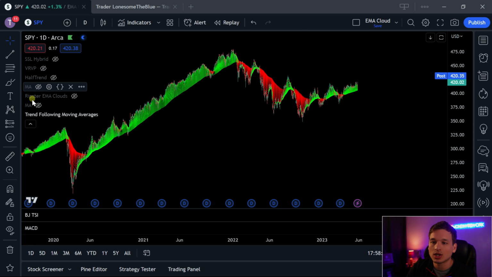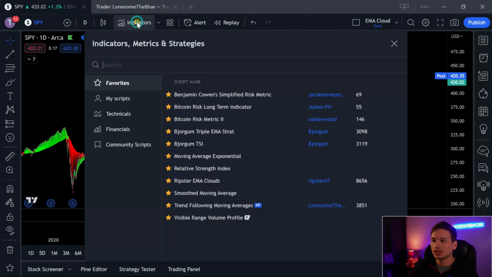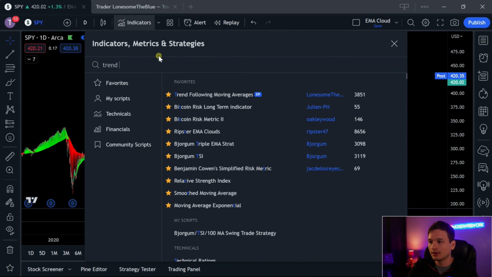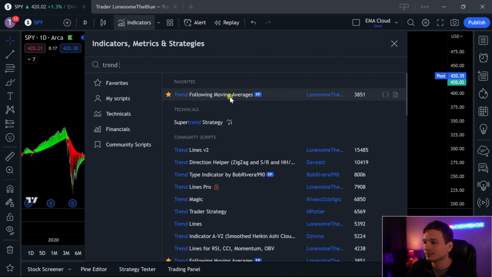So this one is called trend following moving averages. If you go to the indicators, you put in trend following moving averages. It is this one right here, and it is by Lonesome the Blue. All right, so you click on this one. Right now there's about 3,800 applications, so it's a pretty decently common one.